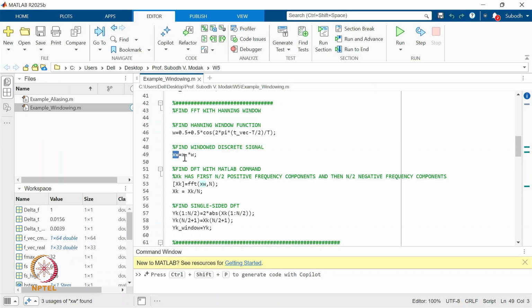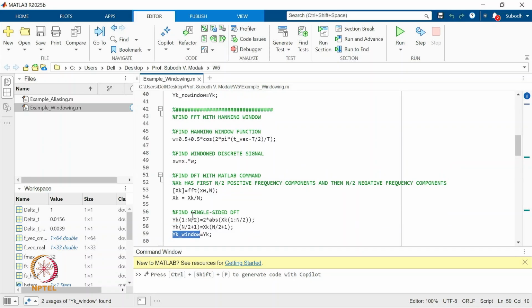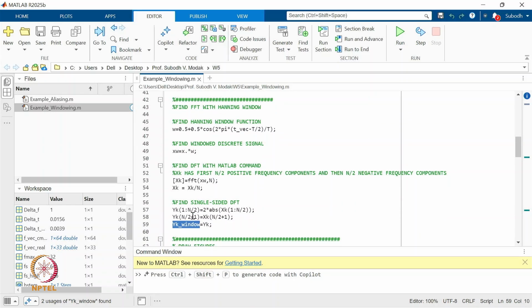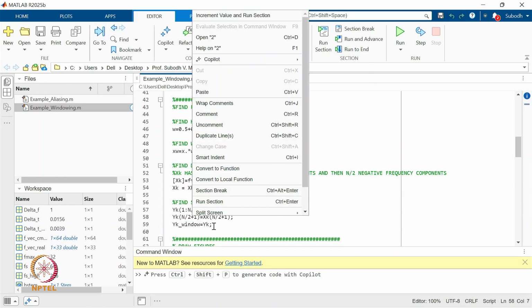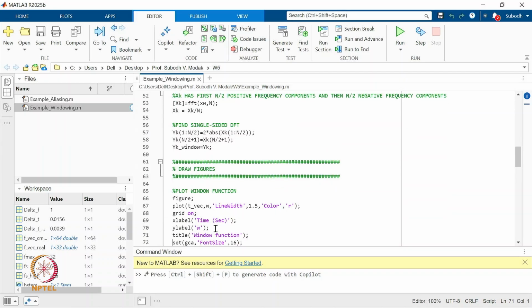right. Now, the remaining thing is the same, I am just finding the FFT of this xw, right, and then I am storing the single sided FFT of this xw in the variable yk window, right. So, now we have two FFTs, yk no window and yk window. Now, this completes all our data processing. Now, we are going to draw figures.